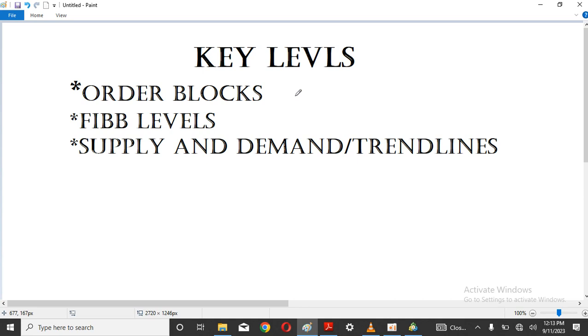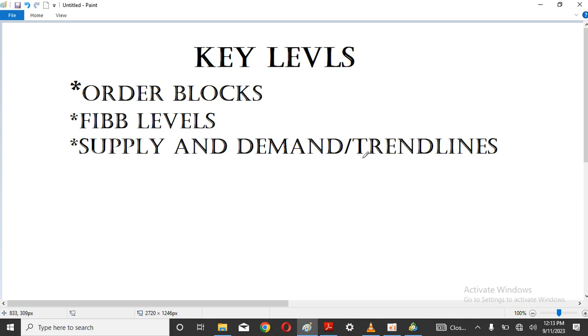I don't talk about fair value gaps and imbalances now. That's another deeper subject. But if you're learning key levels, these three are what I would advise you to start from. Order blocks number one, Fibonacci levels. People underestimate these Fibonacci levels, seriously, but they do wonders. And your supply and demand levels, which we know as support and resistance, and your trend lines. I have reasons for joining these two together.